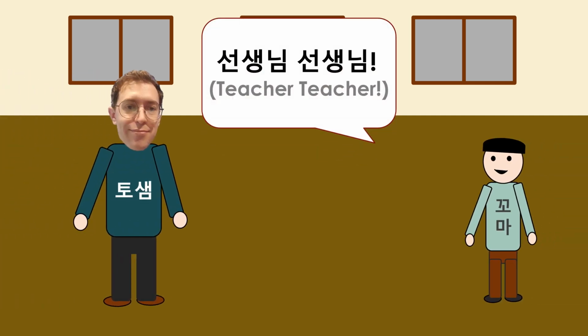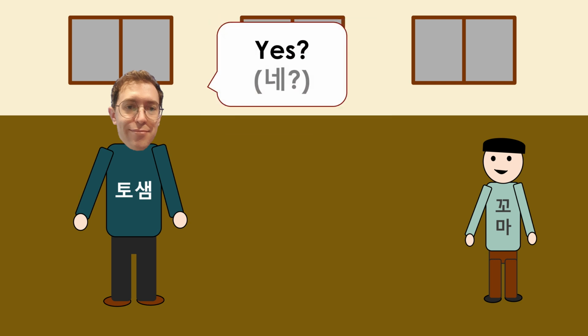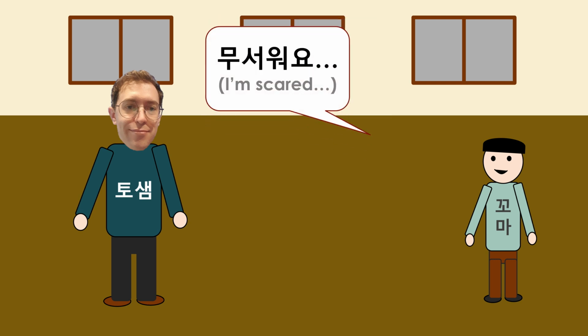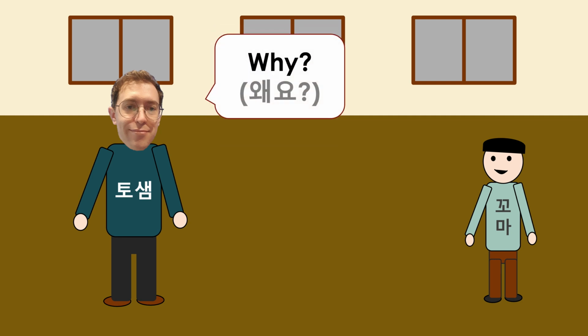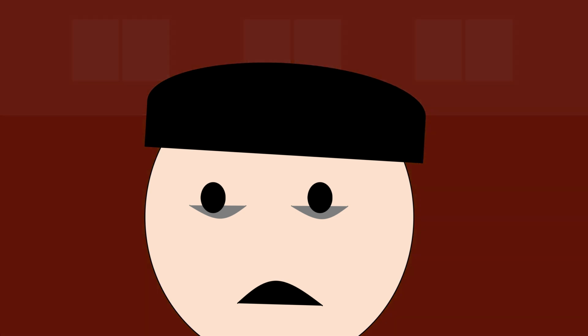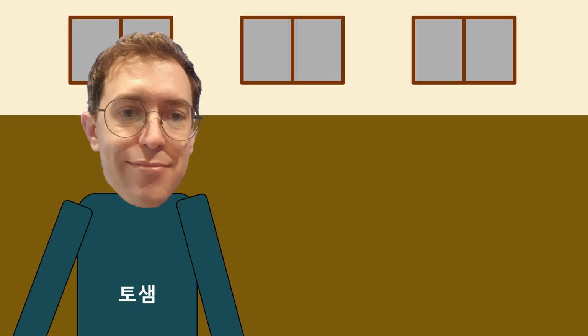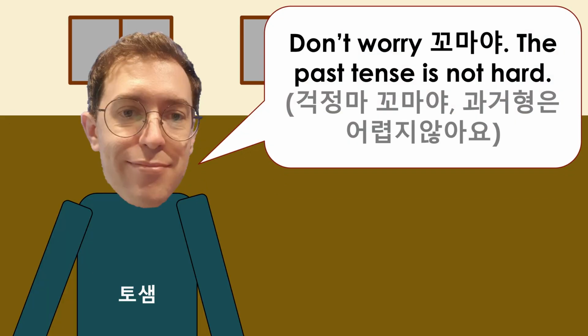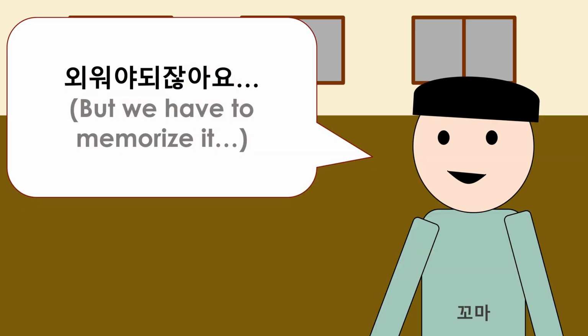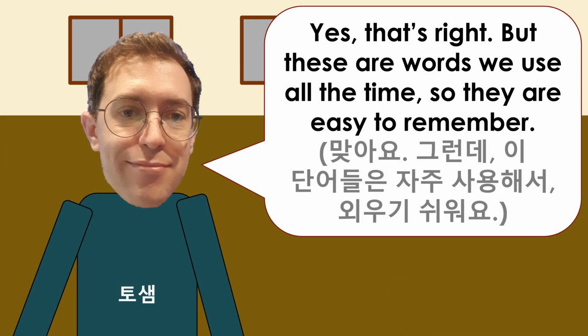선생님. Yes? 무서워요. Why? 과거형. Don't worry, 꼬마야. The past tense is not hard. 외워야 되잖아요. Yes, that's right. But these are words we use all the time, so they are easy to remember.